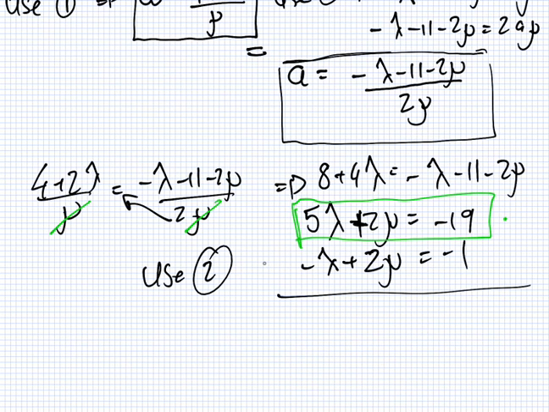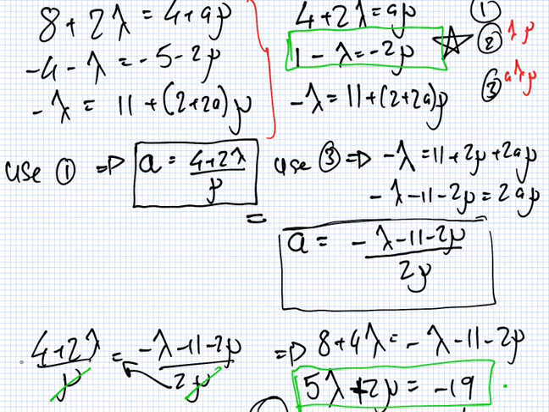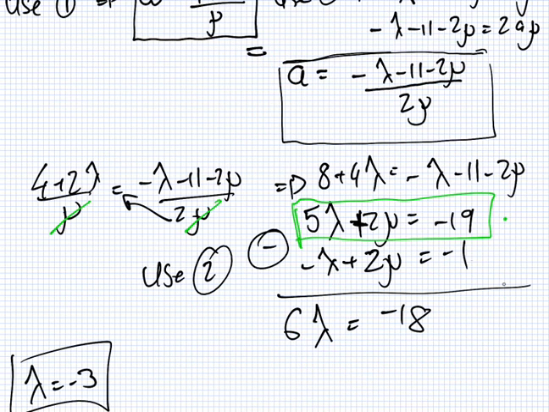Okay, to solve these we subtract: 6 lambda equals minus 18. So that means lambda equals minus 3. Now that I have the lambda, I can get the mu by using, well, whatever formula I have, like this one for example.